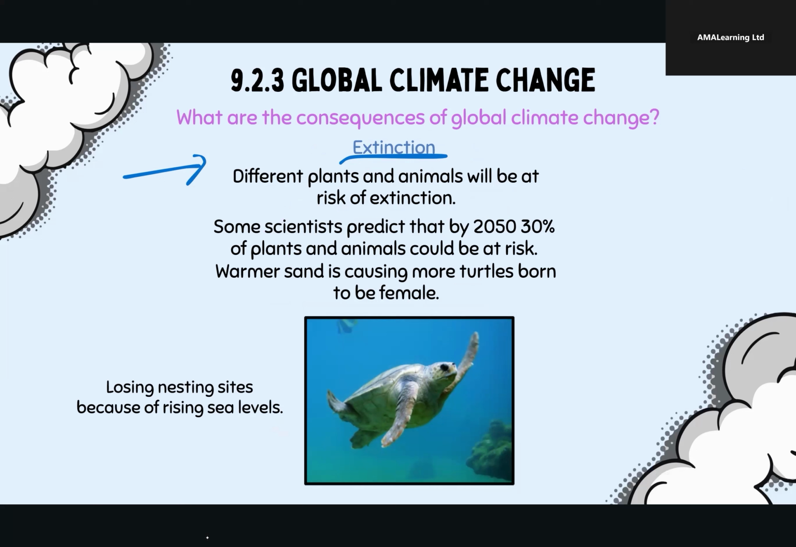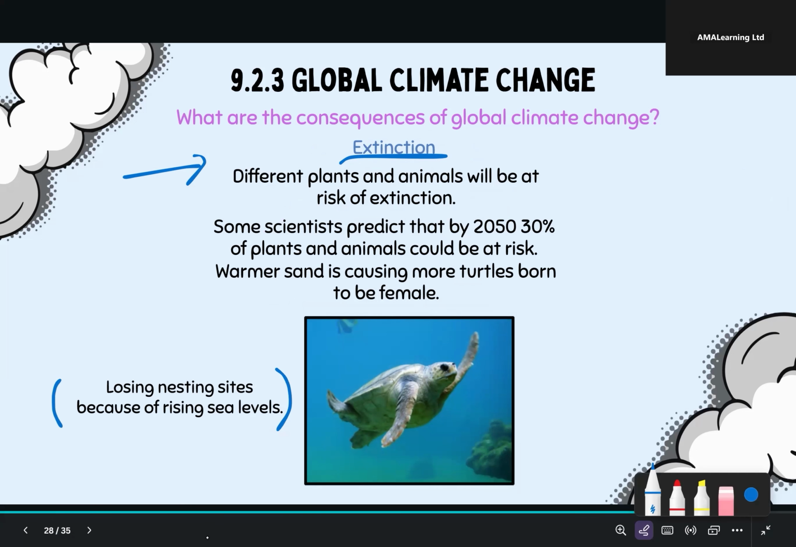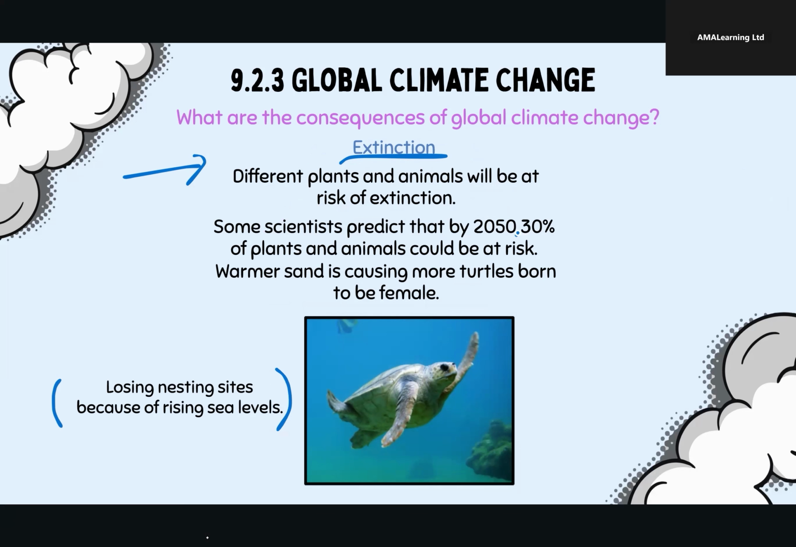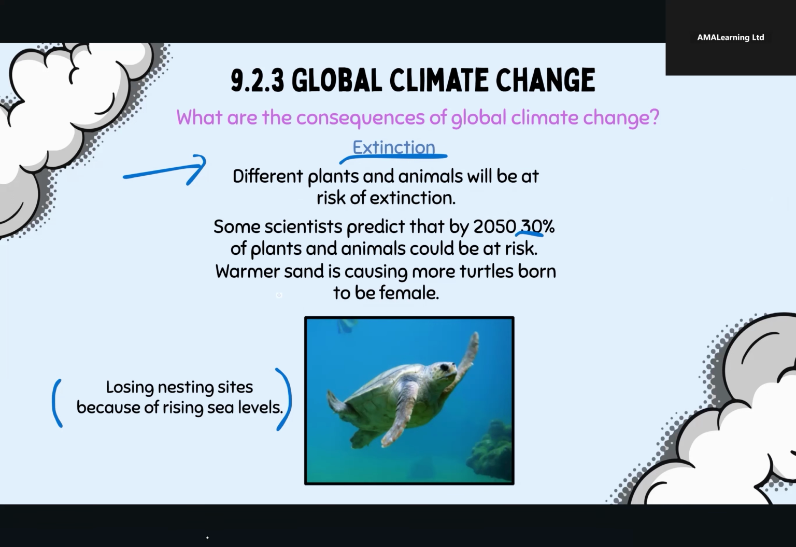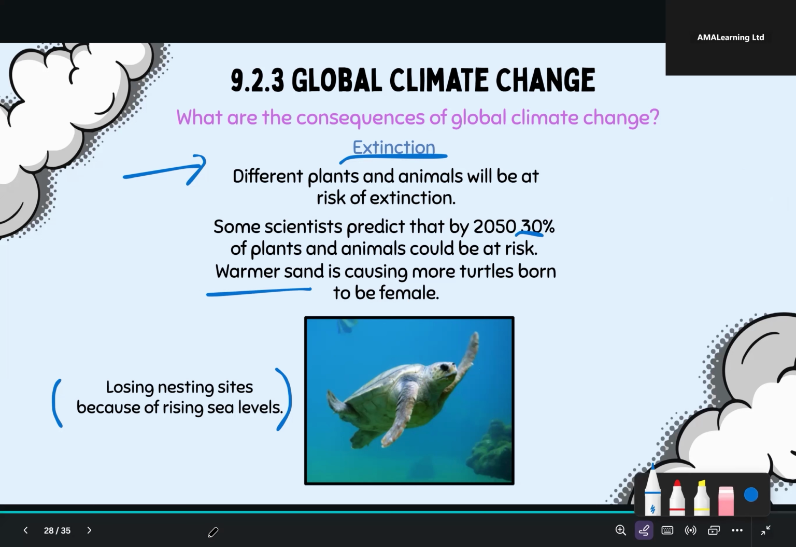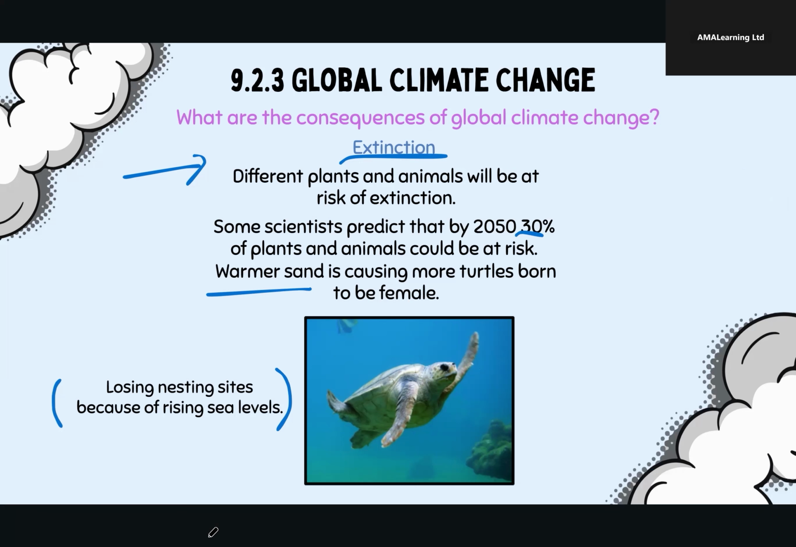For example, the turtle, because the turtle will lose nesting sites because of rising sea levels, and there's a risk that 30% of plants and animals will be at risk by 2050. Now, the other reason why turtles could become extinct is because warmer sand means that more of the turtles are born female. So not only are they losing their nesting sites because the water levels are rising, the majority of them are being born female. So that balance between male and female isn't there.